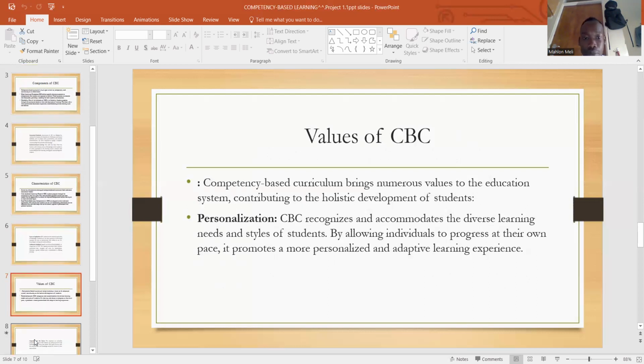The values of CBC. Competency-based curriculum brings numerous values to the educational system, contributing to the holistic development of students. The first value of CBC is personalization. CBC recognizes and accommodates the diverse learning needs and styles of the students by allowing individuals to progress at their own pace. It promotes a more personalized and adaptive learning experience.